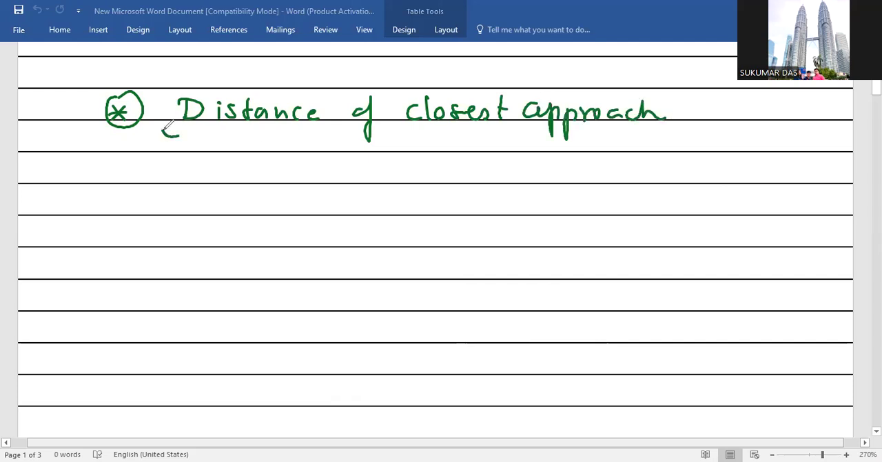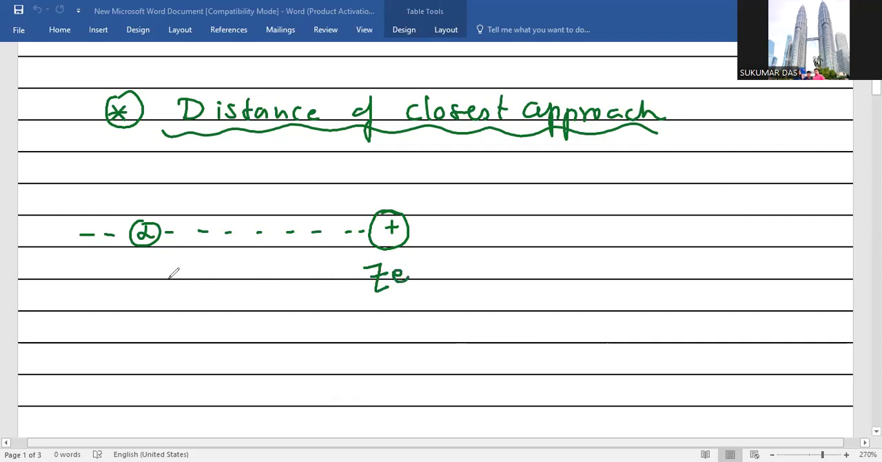Distance of closest approach. We are talking about one alpha particle which is having impact parameter 0. So it will try to hit the target nucleus. Let's say the target nucleus has atomic number Z, so its charge will be Ze, whereas the alpha particle will have charge of 2 electrons, and it is also positive. So obviously the alpha particle which is going to do the head-on collision will be unable to touch it, because at a certain distance it will bounce back. This distance is called distance of closest approach.